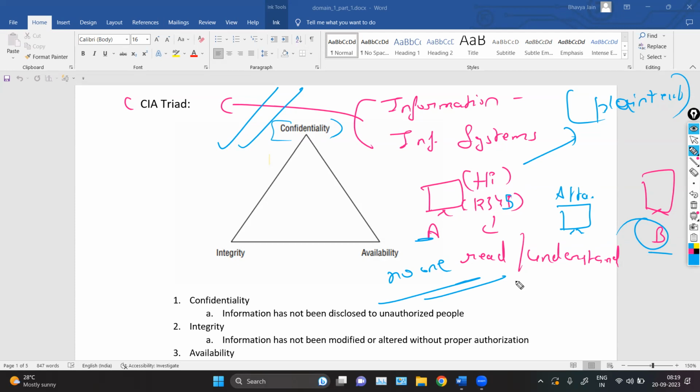So for example, you can encrypt your data. What is encryption? That we will discuss later. For now, it is a concept. CIA is a concept here: we are ensuring the confidentiality, we are ensuring the integrity, and we are ensuring the availability. In confidentiality, no one can read or understand your data.